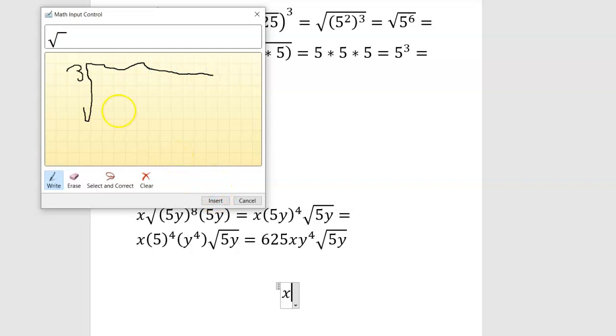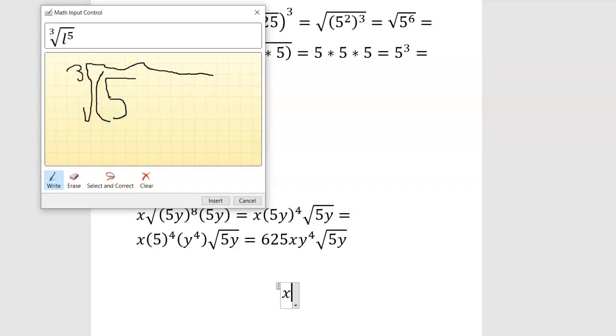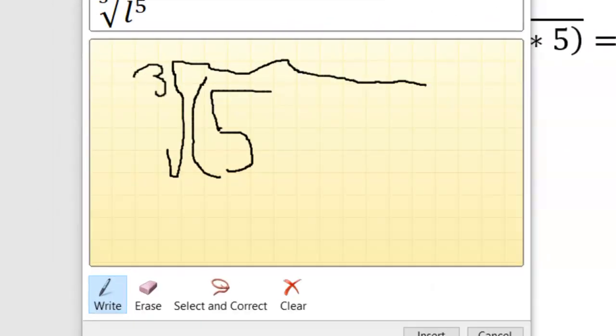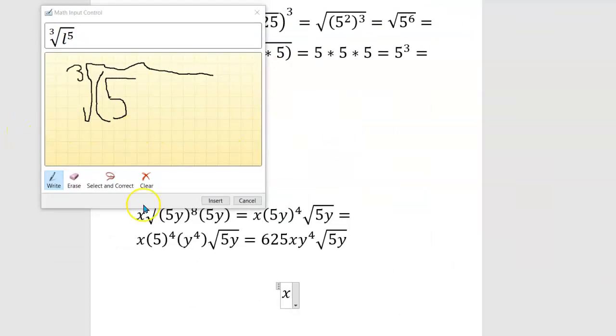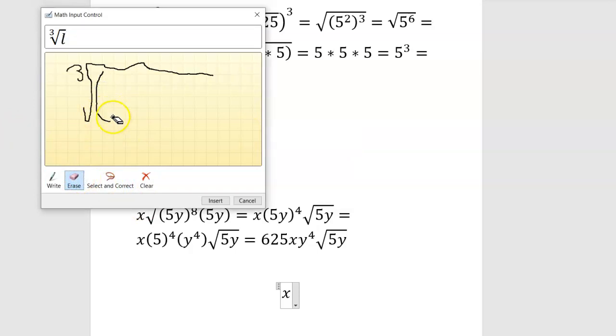Let's say I do the cube root of, well, let me put a parentheses in there. 5. No, it's interpreting that as an L. Erase it. I don't think it can handle it. Let's just exit drawing and zoom out. Let me hit erase. Oh, here's the eraser. It didn't like my parentheses so well.